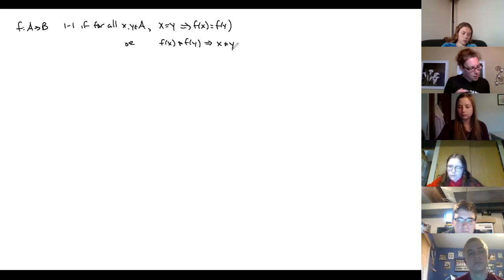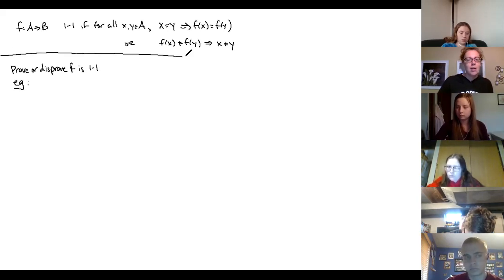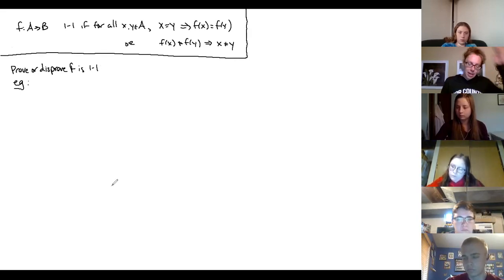Proving injective. 1, 2, 3, 4. Somebody hold up fingers with the number for me. Which example do we want to do? 1, 2, 3, or 4? Grant says 1. All right, here we go. All of these are going to be prove or disprove that F is one-to-one. And we'll put my definition in a box up here so we can keep it. What I wouldn't give for an entire chalkboard.